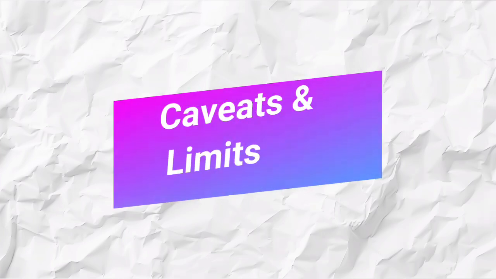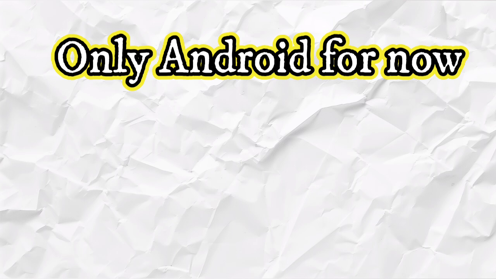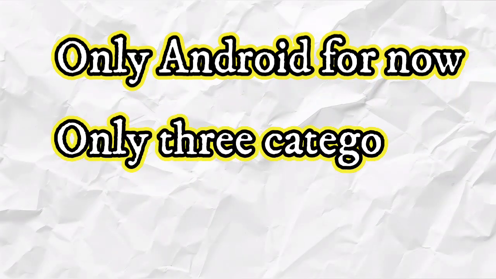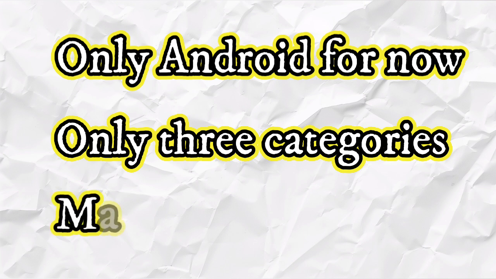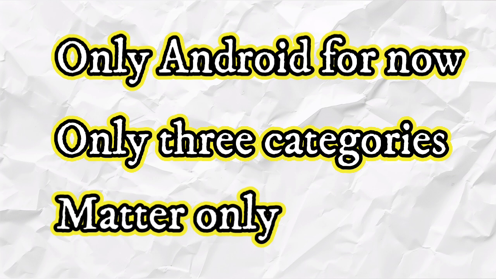But let's clear up some limitations. Only Android for now. This feature is listed as Android only in the release notes. Only 3 categories: on, off, dimmable, and extended color lights. No plugs, switches, or sensors yet. Matter only. If a device isn't Matter, or if it's connected through the cloud integration like Tuya or Philips Hue, it won't sync this way.